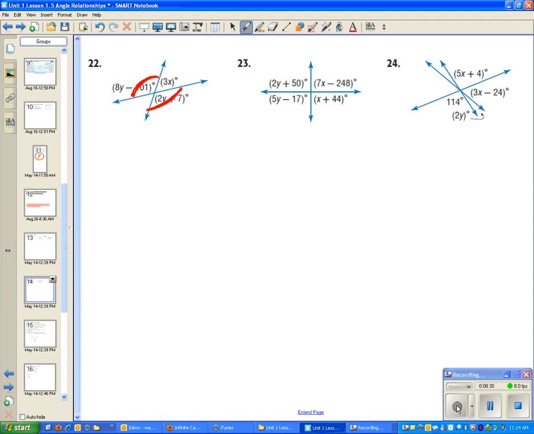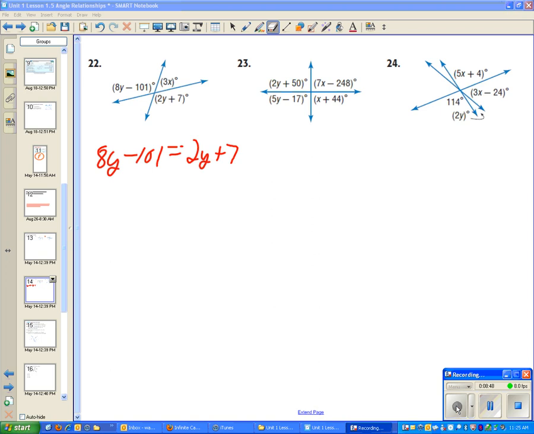So that means that the measure of one of them, 8y minus 101, must equal the measure of the other one, 2y plus 7. I'll pause here while you write that down. In the book, it says 102, so change your 101 to 102, and it also says 6 instead of 7, doesn't it? I'm glad you caught that, or we would have gotten the wrong answer.